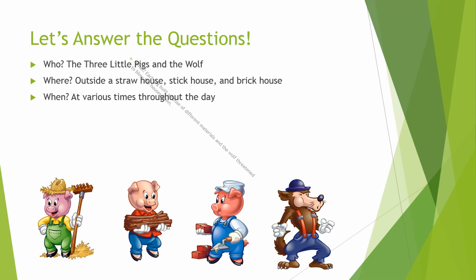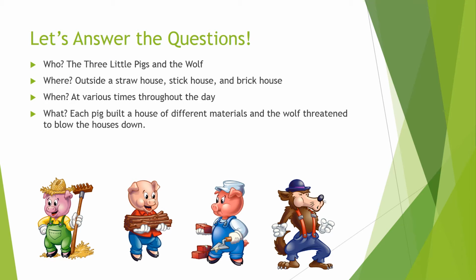What happened? Well, each pig built a house out of different materials, and a wolf threatened to blow the houses down. But why? Why did all of this happen? We can conclude that probably the wolf was just trying to eat the pigs in this version. I know there are so many different stories of the three little pigs out there, and this one specifically mentions nothing about why he was trying to blow the house down, but we can make a conclusion that he wanted to eat them.